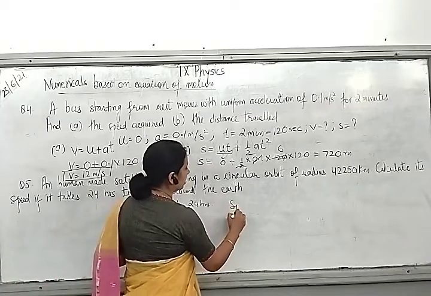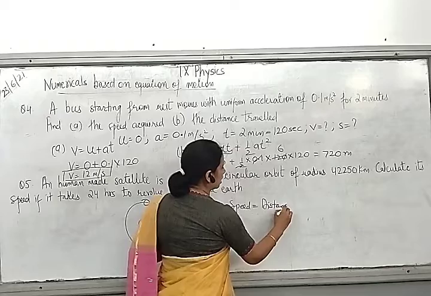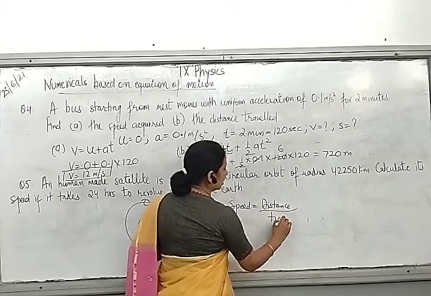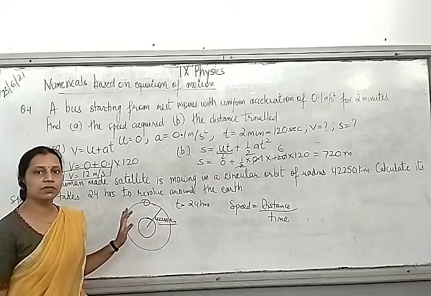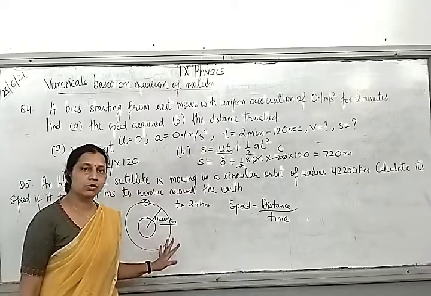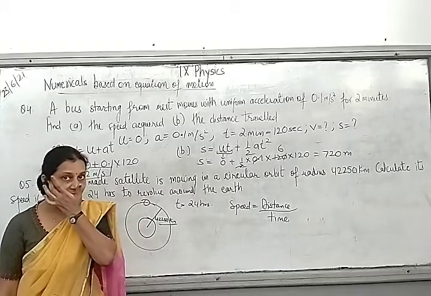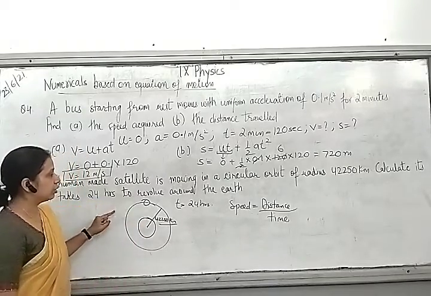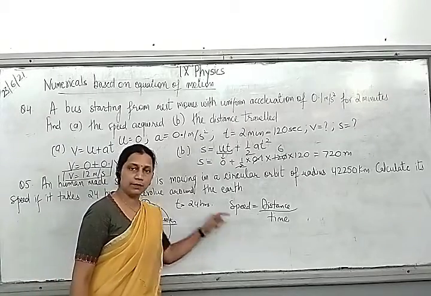So what is speed? Distance divided by time. Why am I using time here? Because here it is moving with uniform speed. Acceleration is there but only for direction. So if I have to find uniform speed, I have to use this formula.